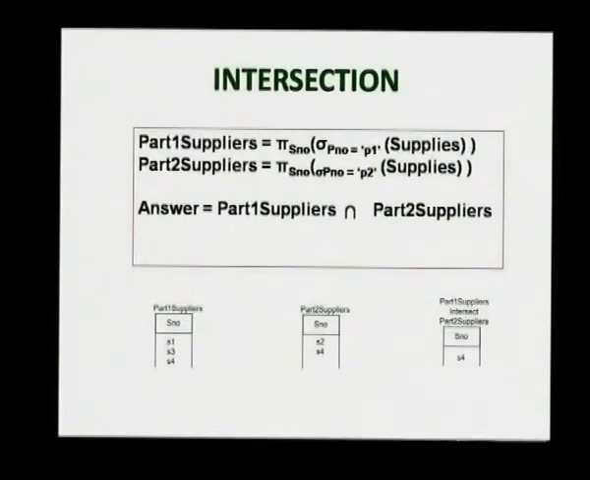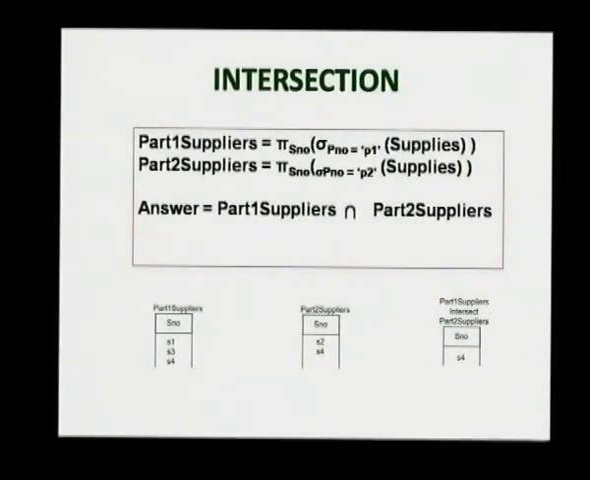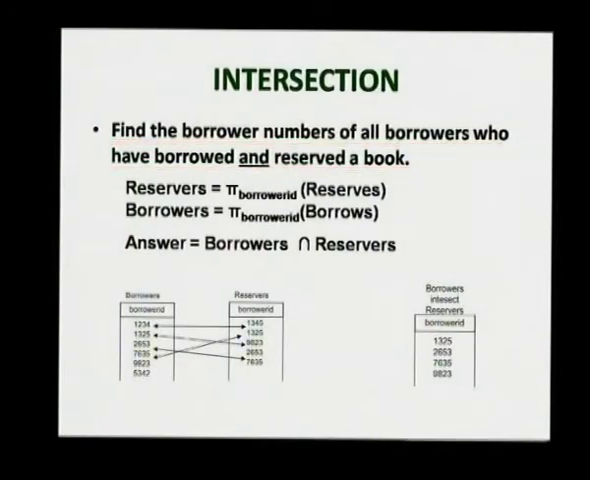So, suppose this is part 1 suppliers and this is part 2 suppliers, which you got from this relation, then the intersection of these two will be only S4. So, only S4 supplier provides both part 1 and part 2. So, this is a simple example of where intersection is used. Next, another example: find the borrower numbers of all borrowers who have borrowed and reserved a book. Now it is a little more interesting.